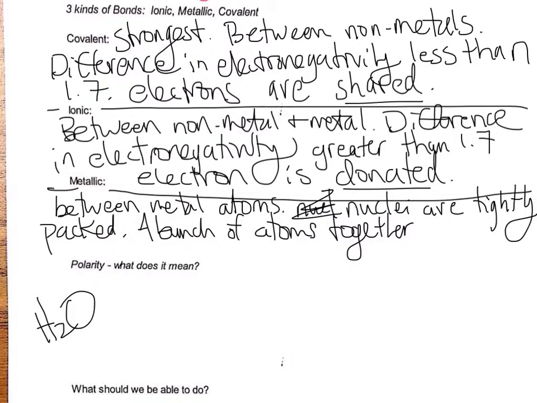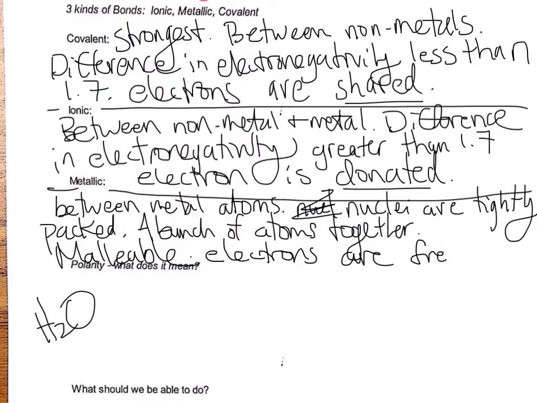So a bunch of atoms smushed together, and importantly, metals are malleable. I may have misspelled that. Malleable means they can bend, like you can hammer metal and it'll change shape. And we also say that the electrons are free to move.